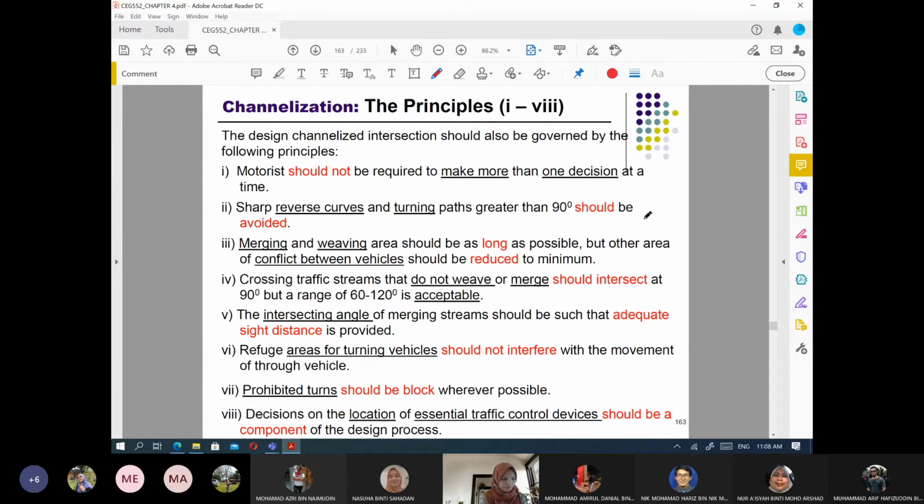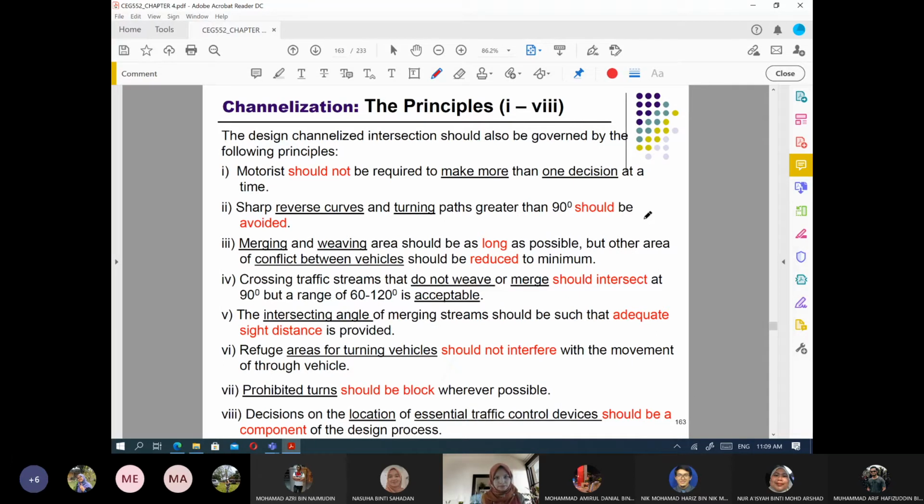Okay, number one is that the motorist or the driver should not be required to make more than one decision at a time. Okay, if it is stop, means stop. Kalau beri laluan, so dia tahu, okay, I need to give right of way to the major road first before I can enter. Dia tak boleh bagi dua-dua. Dia tak boleh letak stop sign dengan beri laluan punya sign. No, cannot.